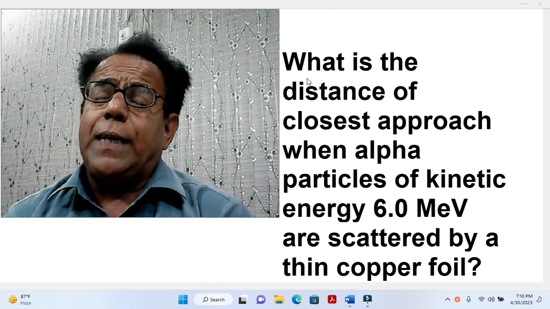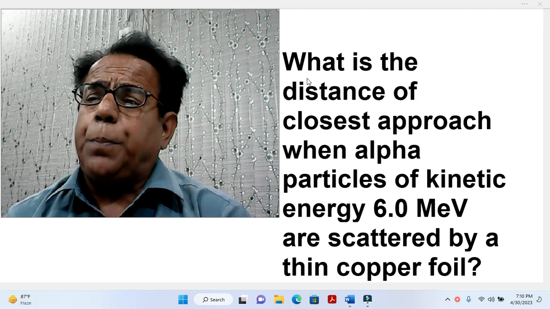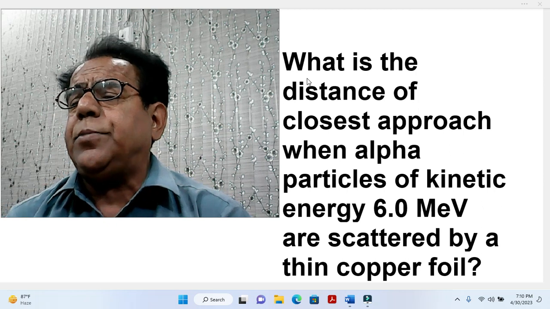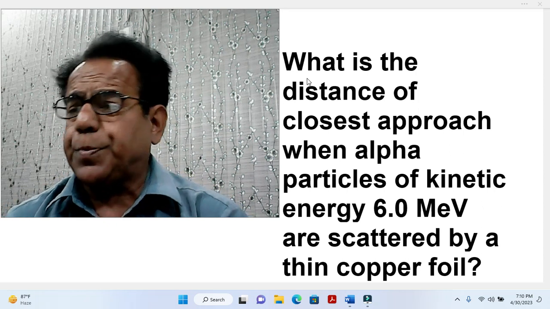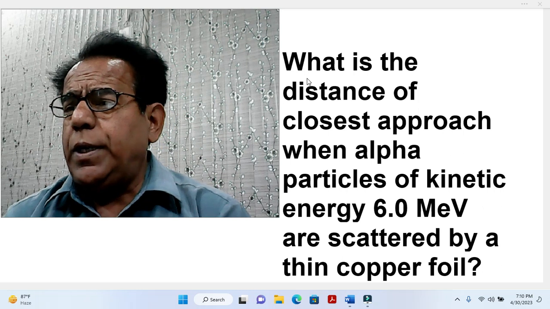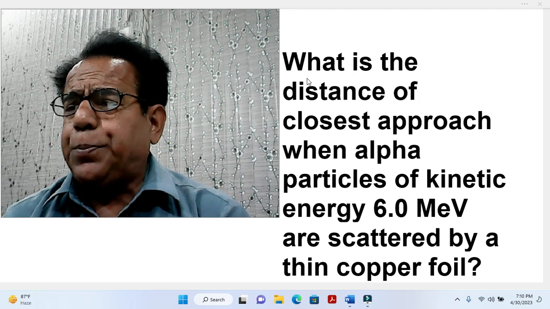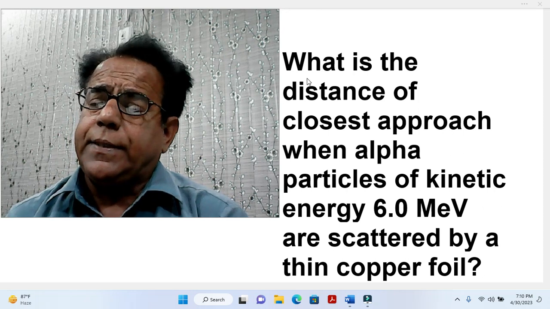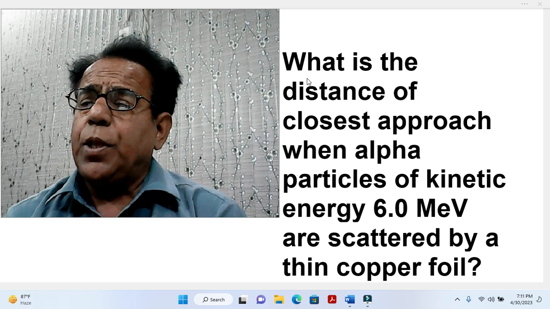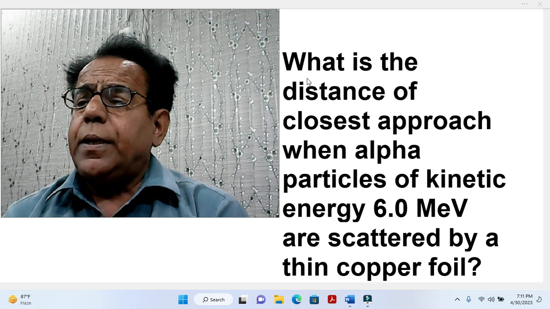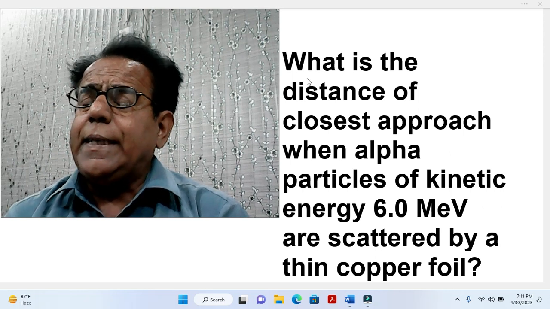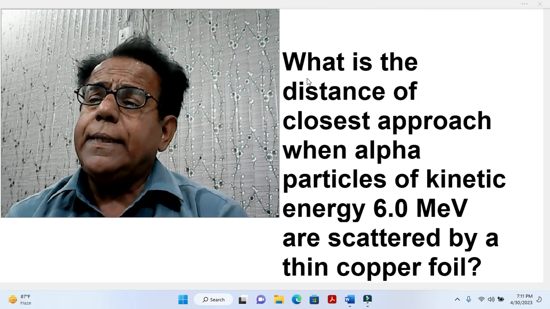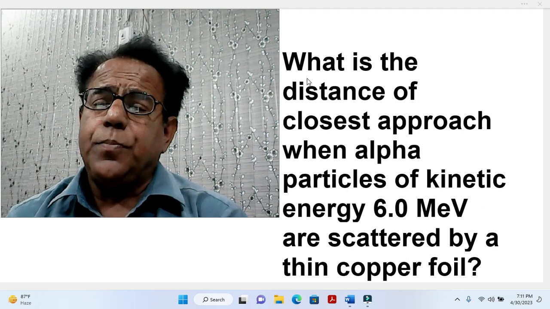Dear students, in our previous problem, we dealt with an almost similar situation. The only difference is that in that problem, in place of copper foil, a gold nucleus was used. Moreover, kinetic energy was not given, and we had to find kinetic energy while distance d was given.